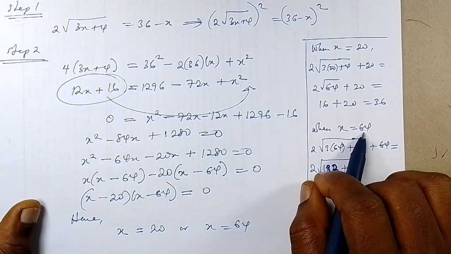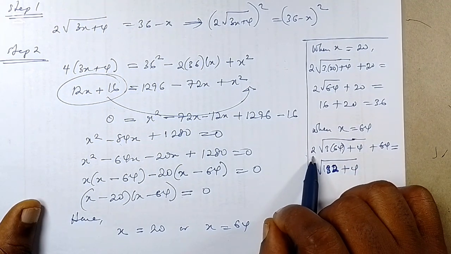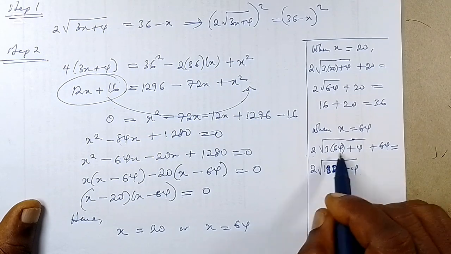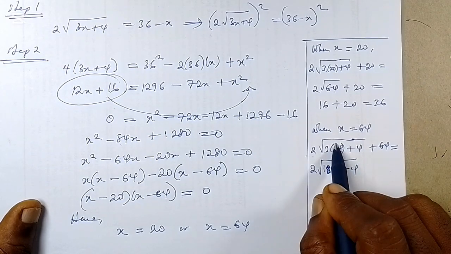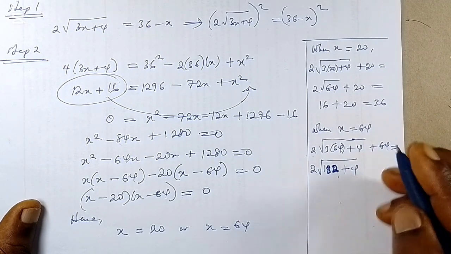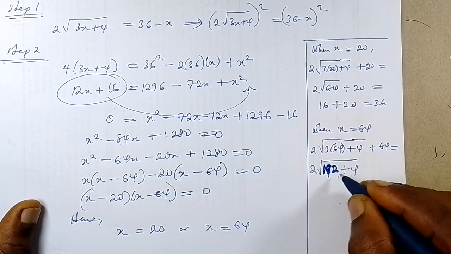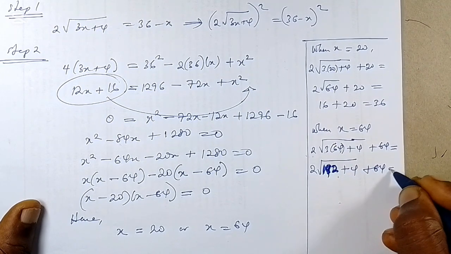So when x is 64, notice that you would have 2 times the square root of 3 times 64 plus 4, then plus 64. 3 times 64 is 192. 192 plus 4 will give you 196. So that is what you're going to have.